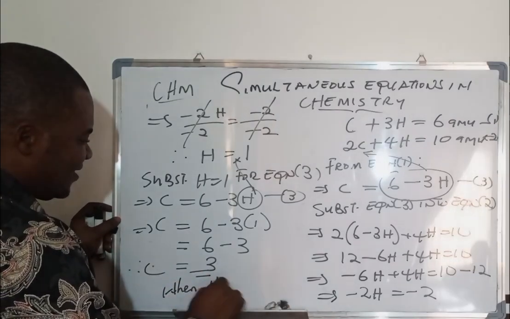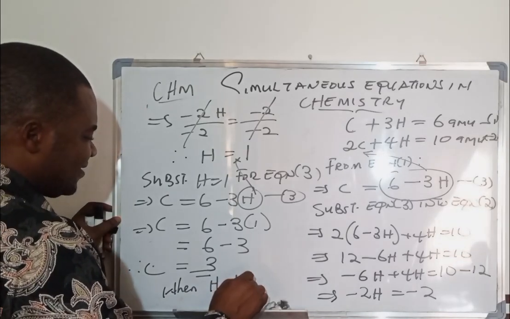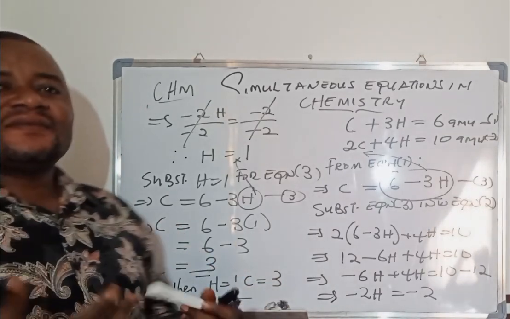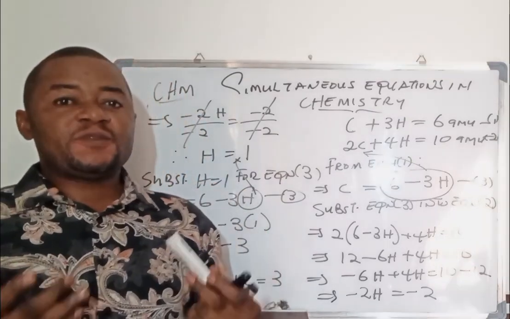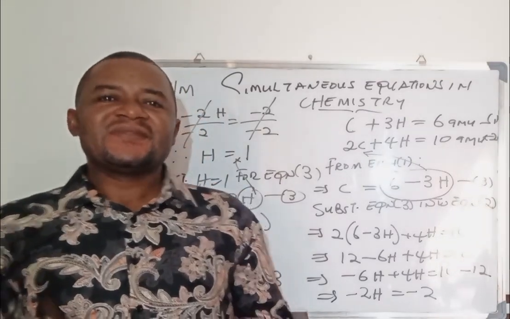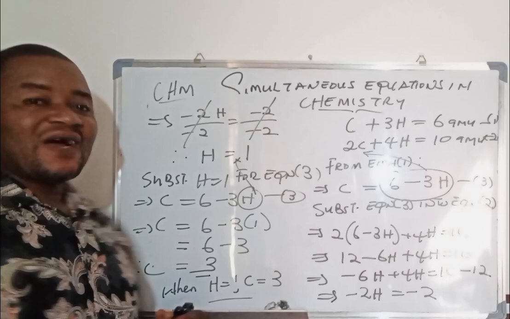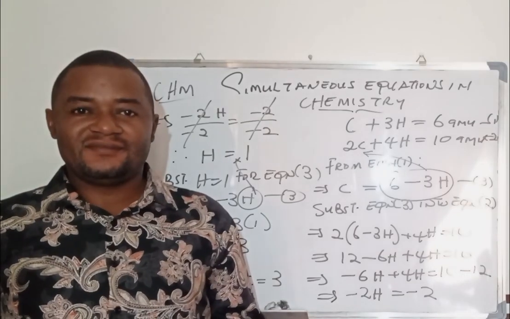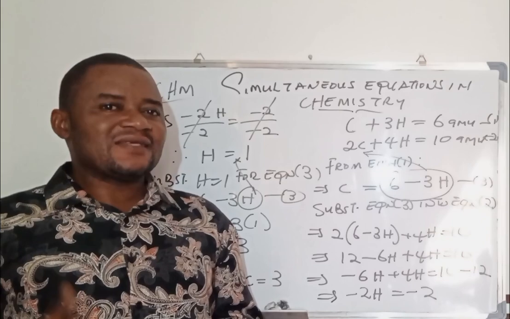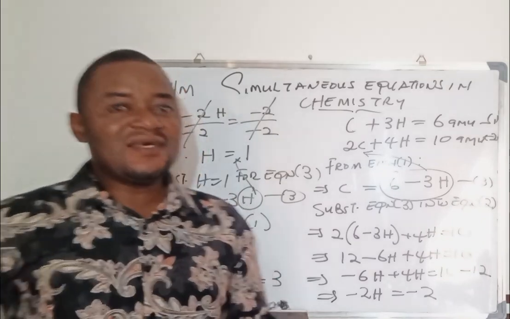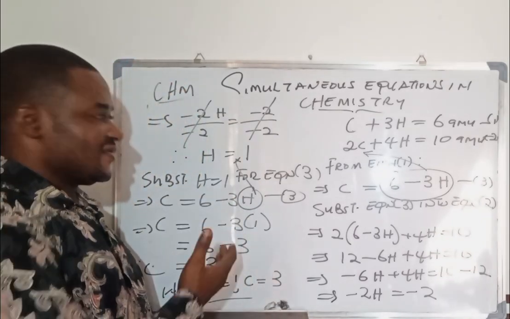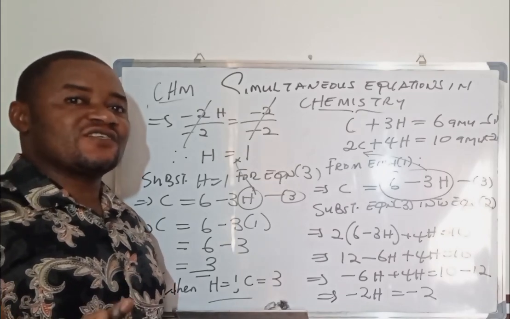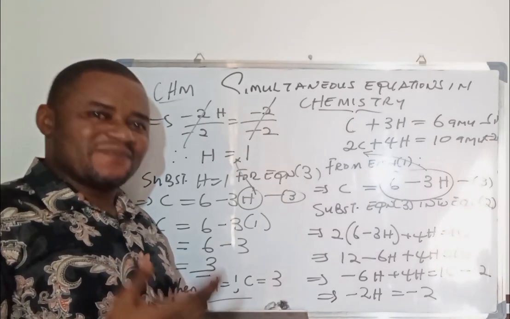That means that when hydrogen is 1, carbon is 3. So in the entire spectroscopic experiment, the hydrogen atom has a mass of 1 and the carbon atom a mass of 3. You can see how comfortable it is to answer that question in chemistry by applying simultaneous equations that we have in mathematics.